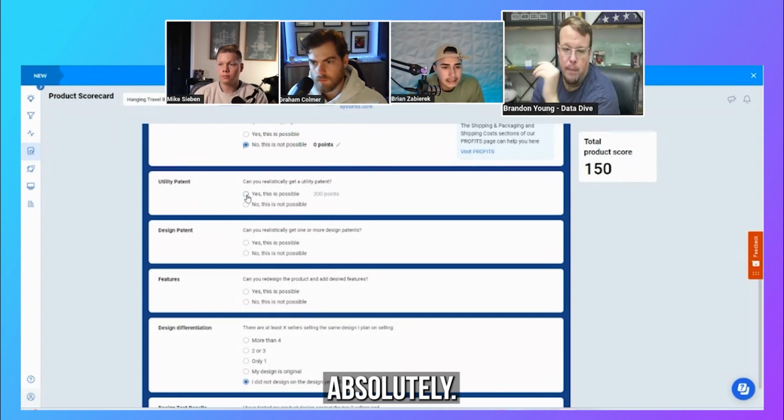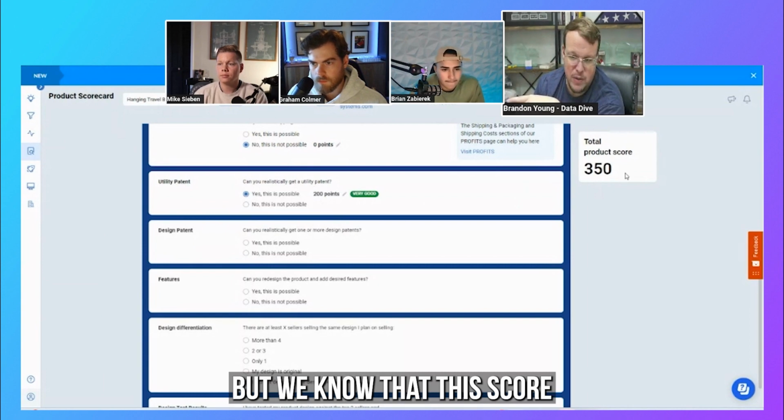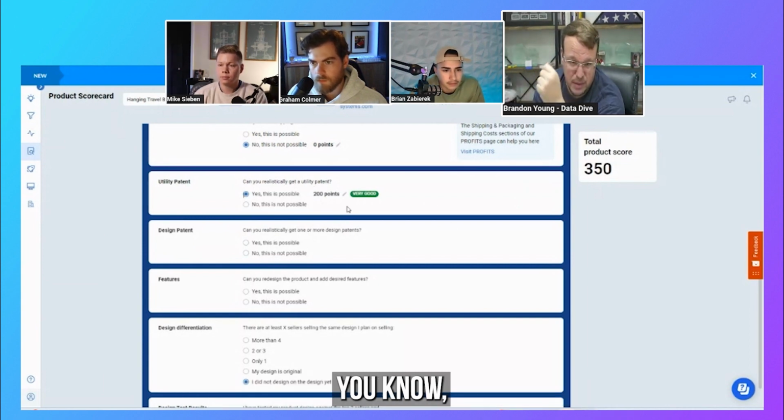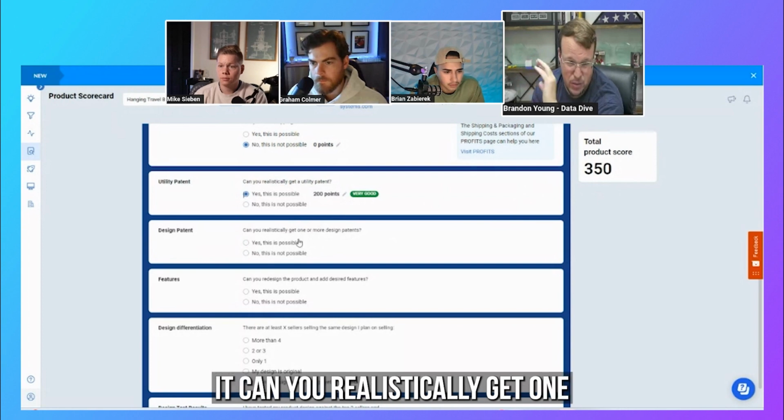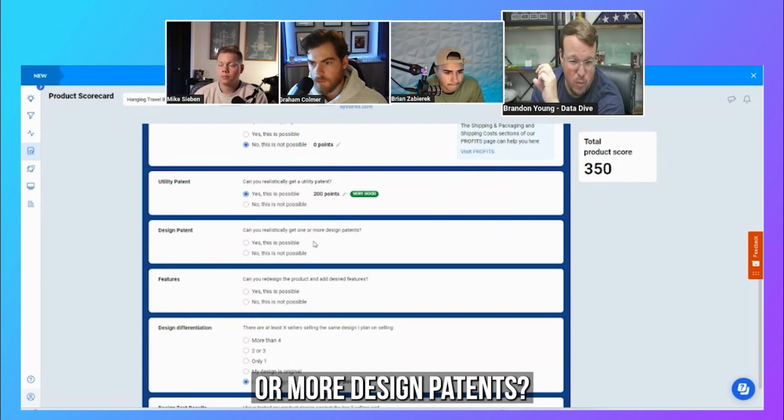Absolutely. We're going to put yes for now, but we know that this score is going to be plus or minus, maybe minus 200. Can you realistically get one or more design patents?